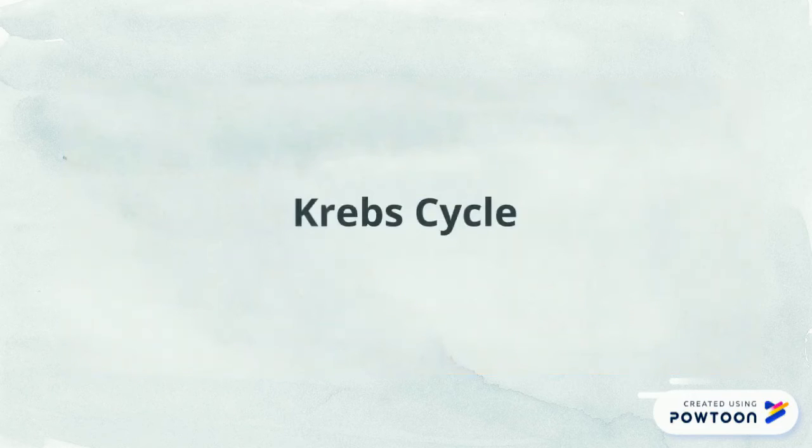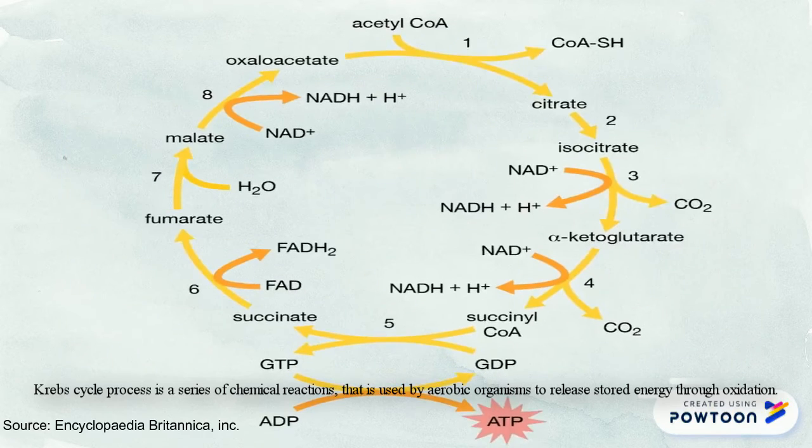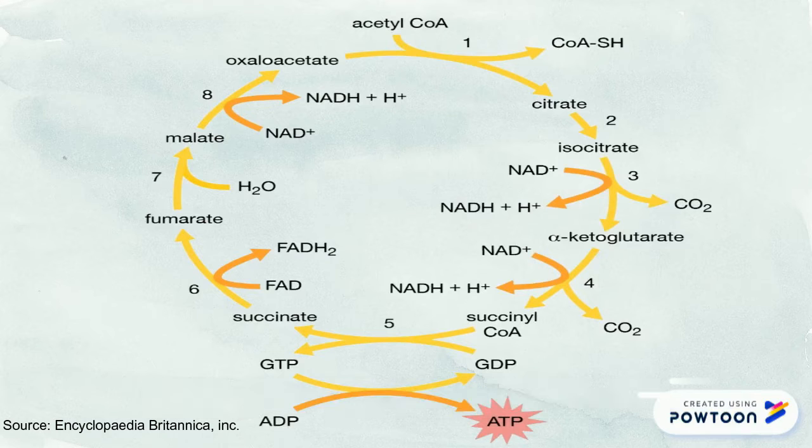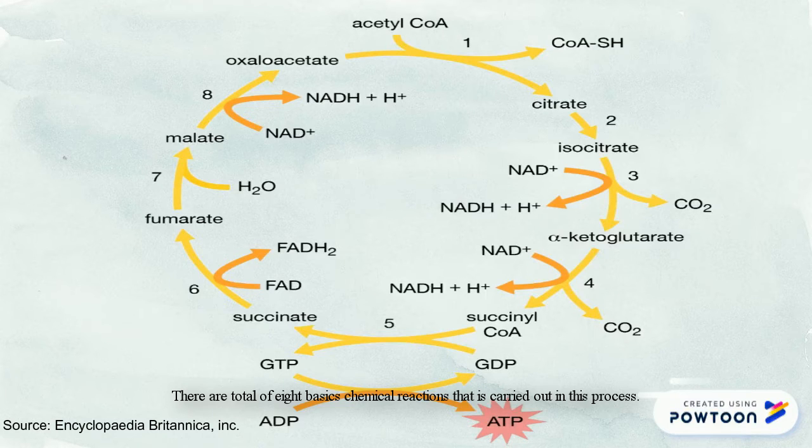Krebs cycle. The Krebs cycle is a series of chemical reactions used by aerobic organisms to release stored energy through the oxidation of acetyl-CoA, derived from carbohydrates, proteins, or fats, into ATP and carbon dioxide. There are a total of 8 basic chemical reactions carried out in this process.